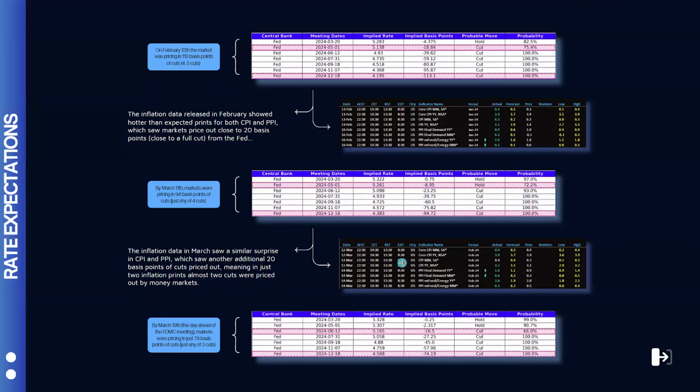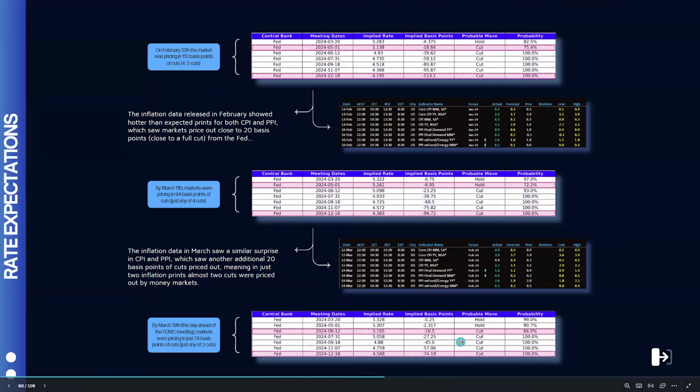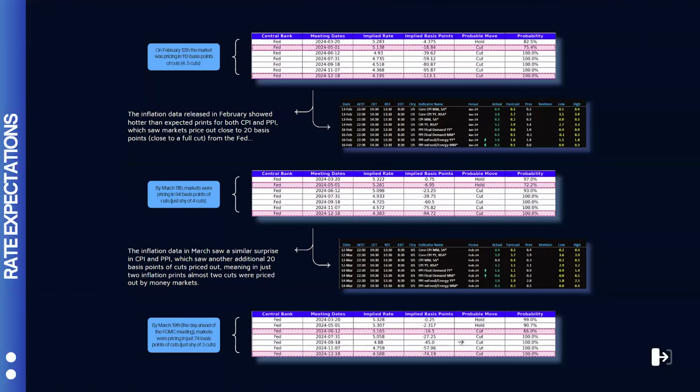Then on March 12th and 14th, we had another batch of CPI and PPI data. Both of them came out with huge upside surprises. So that meant that by the time we went into the FOMC policy decision, money markets were only pricing in 74 basis points of cuts, coming all the way from 113. And the probability of a June cut had dropped to just 66% from 100% back in February. So the bottom line is that the money markets were very hawkishly priced going into this March decision.